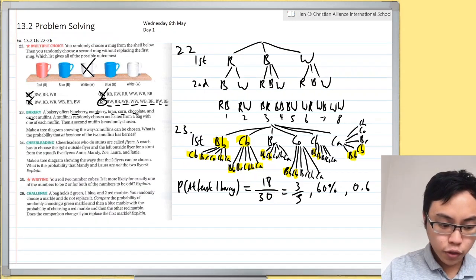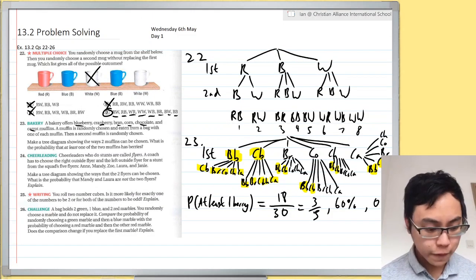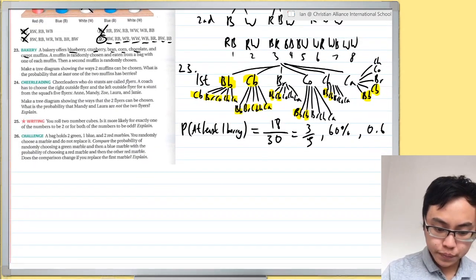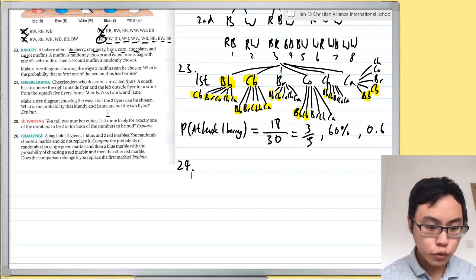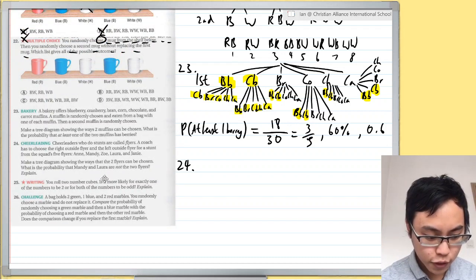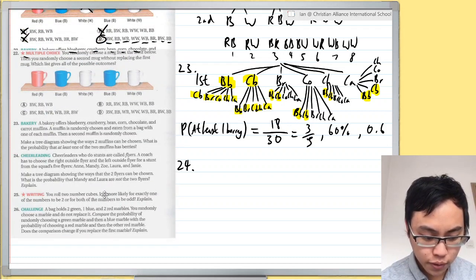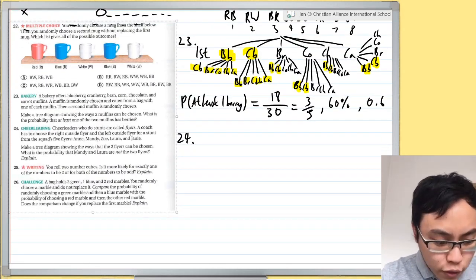Okay, so next question, question 24. Question 24, and let me just move my question down here so that it's next to it. Forget all the previous markings from up here. So let's look at question 24.